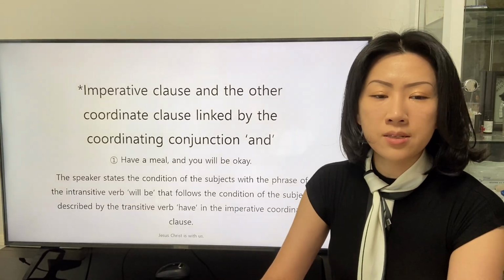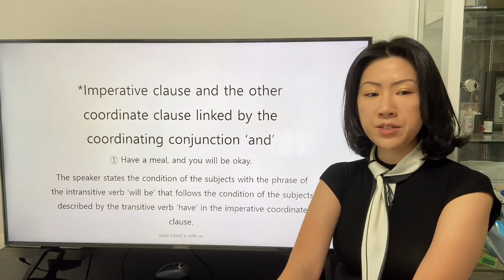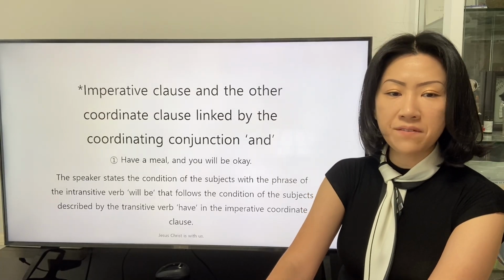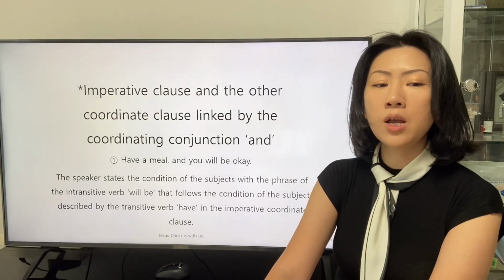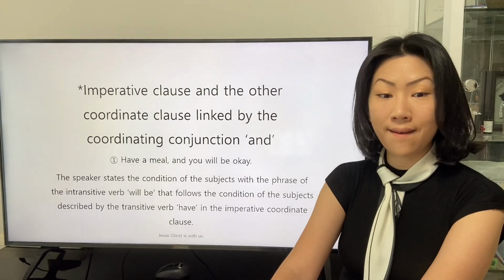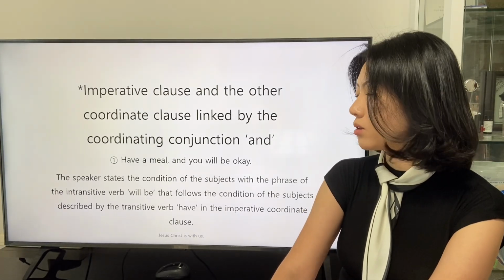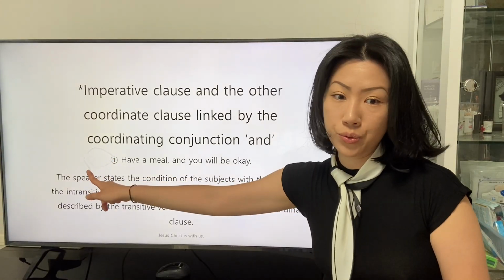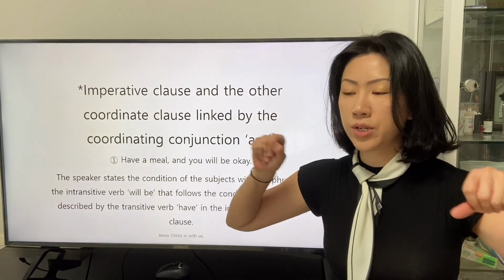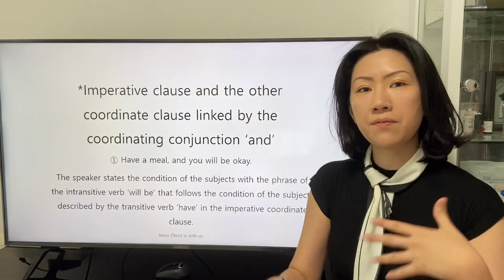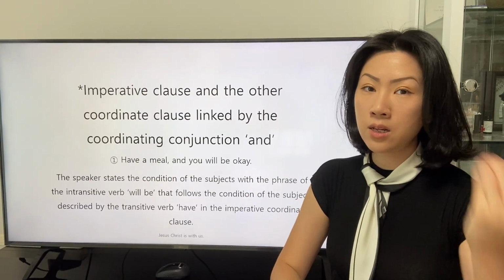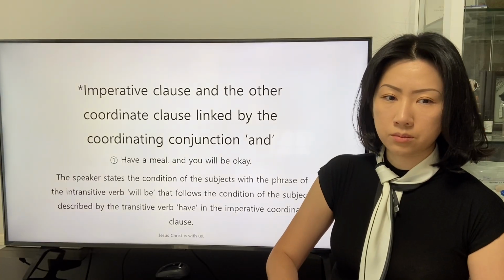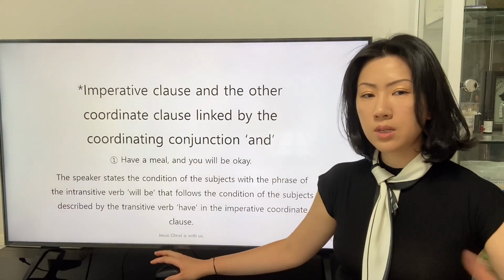The speaker states the condition of the subject with the phrase of the intransitive verb will be that follows the condition of the subject described by the transitive verb have in the imperative coordinate clause. The speaker abbreviates the subject you because the situation that the imperative clause is delivered is literally imperative. So this is about that.